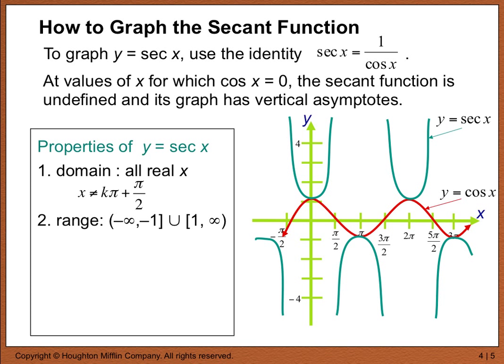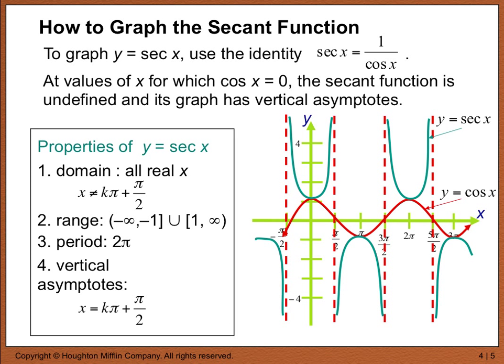The range is the same, negative infinity to negative 1, union 1 to infinity. Period is the same, 2 pi. And vertical asymptotes occur at multiples of pi that are added to pi over 2. We can see that clearly because at all of those numbers, pi over 2, 3 pi over 2, 5 pi over 2, etc., the value of the cosine function is 0, and therefore 1 over 0 is undefined.